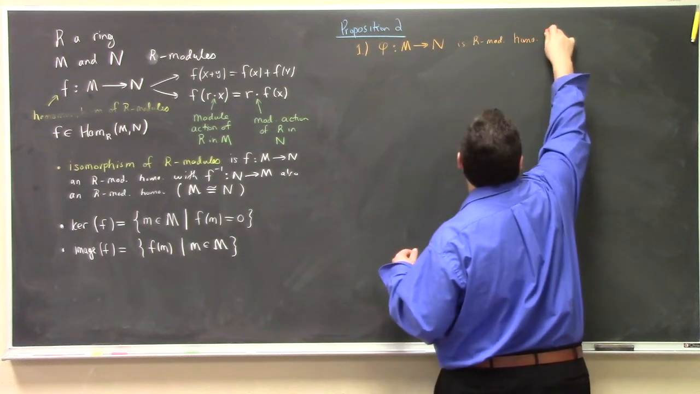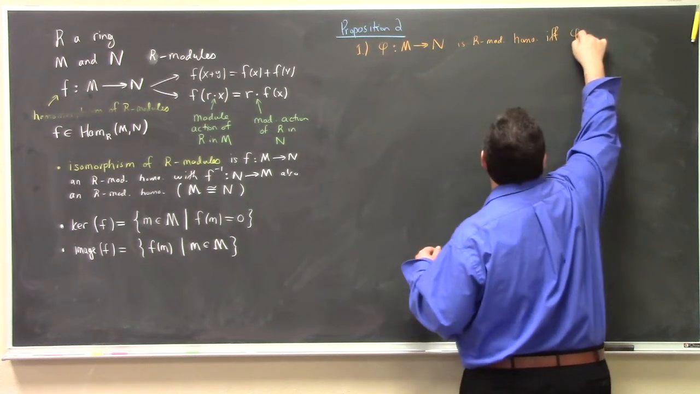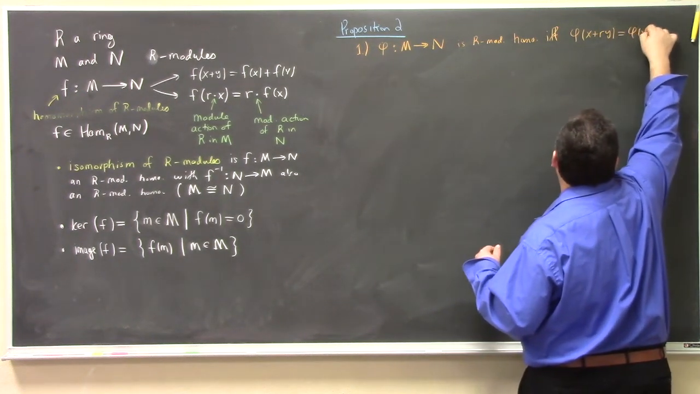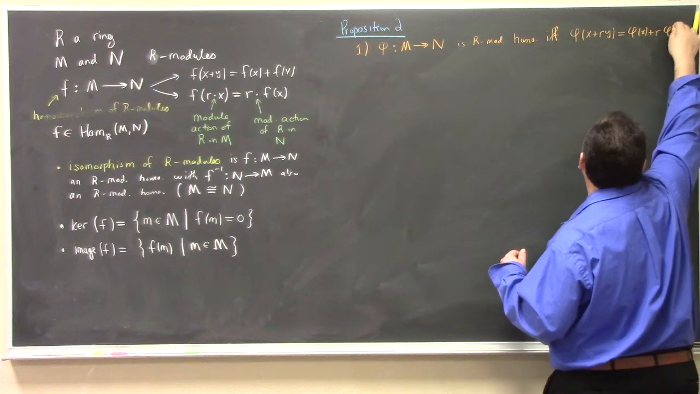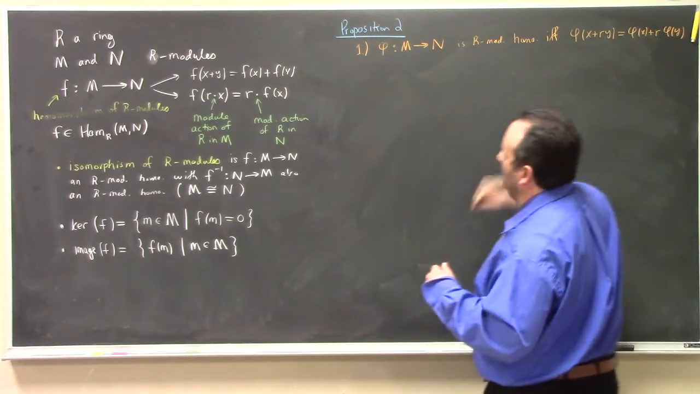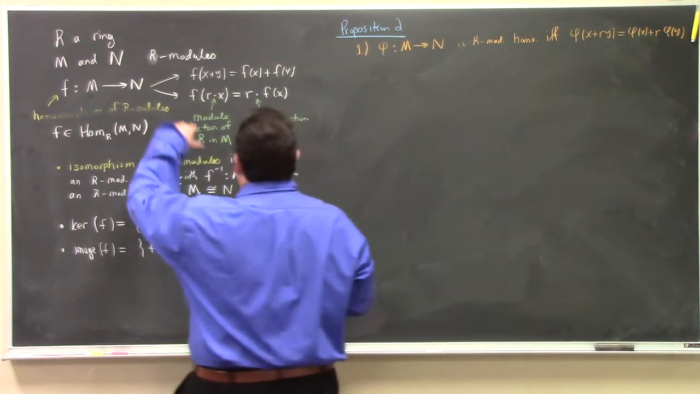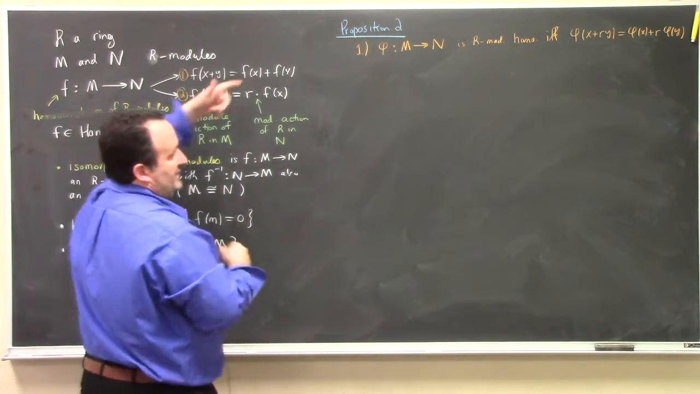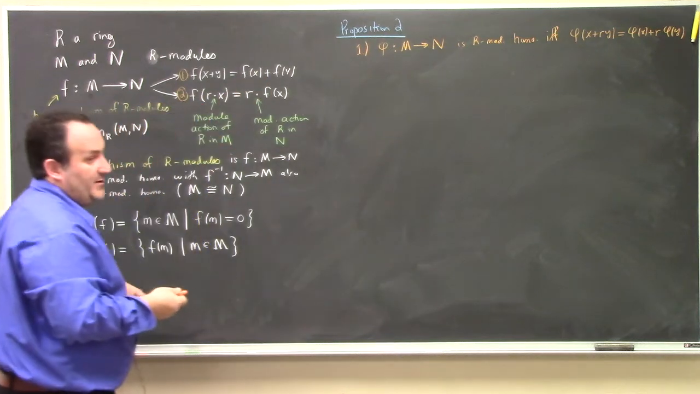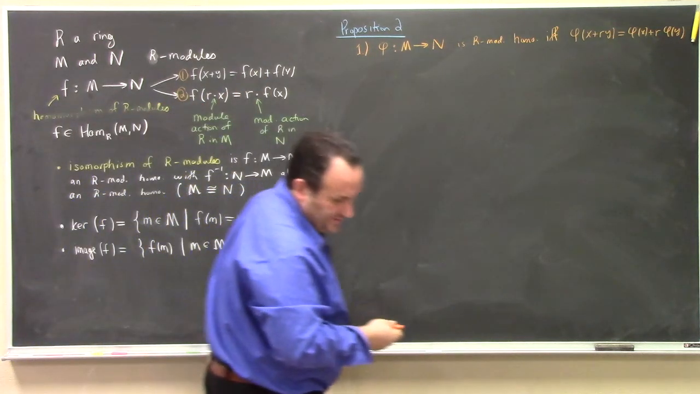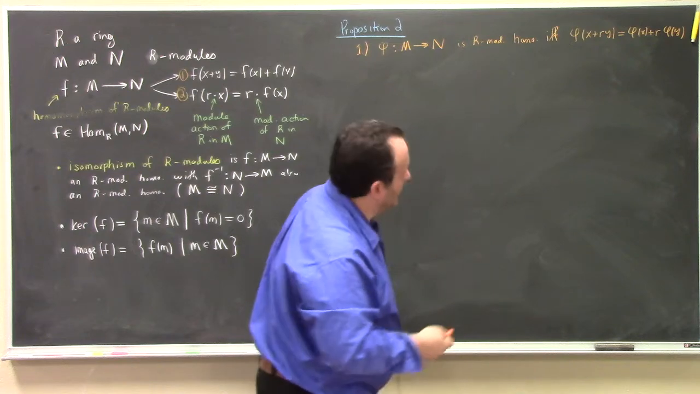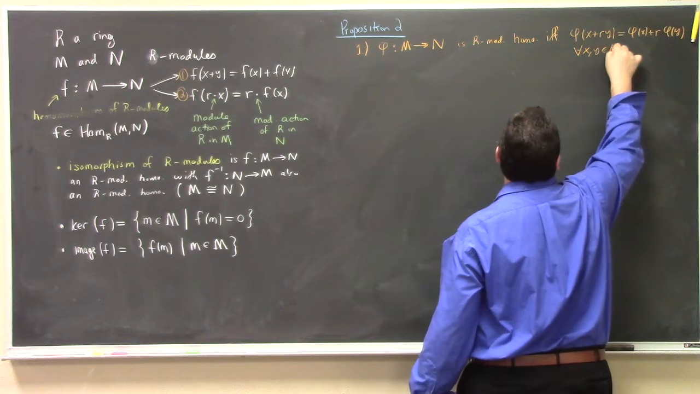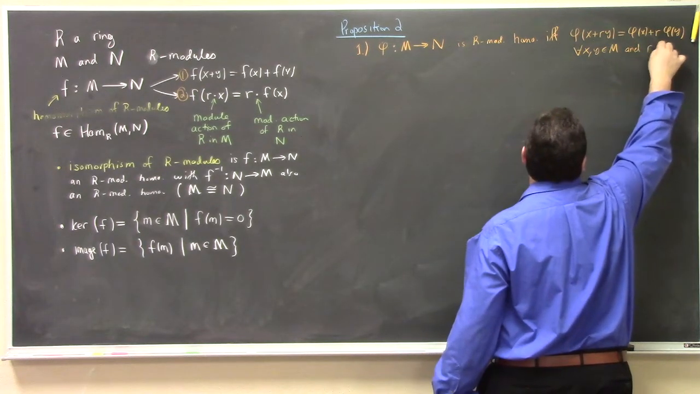if and only if phi of x plus r y is phi of x plus r phi of y. In other words, you can combine the conditions 1 and 2 here into just one condition. Just check linearity, as I would call it, right? So that's nice. And that has to be for all x and y in M and r in the ring.